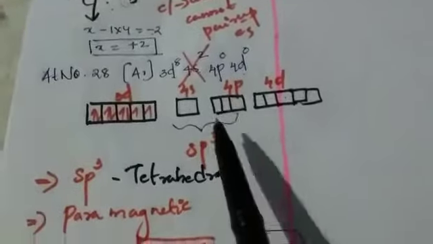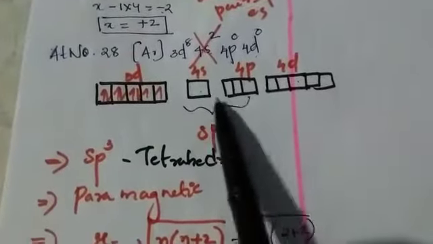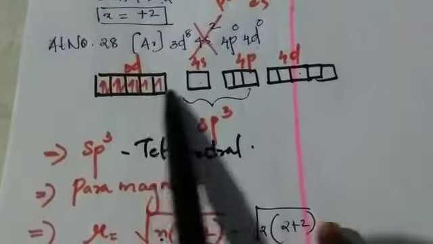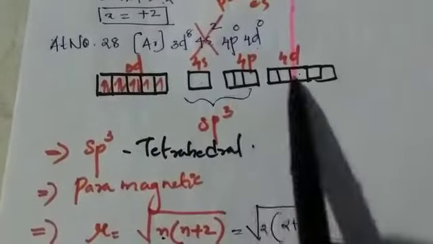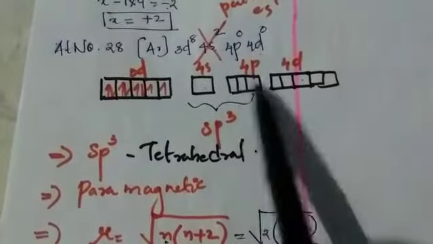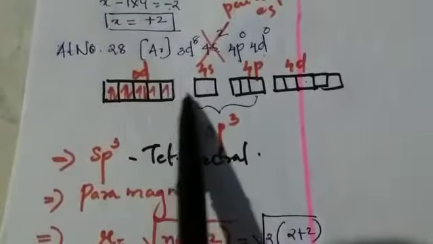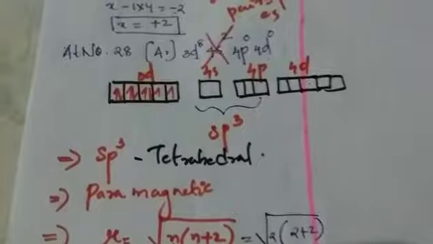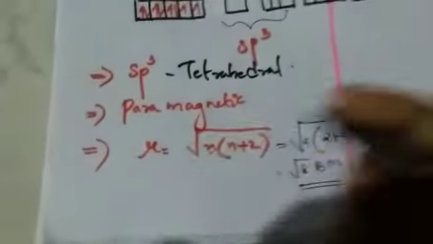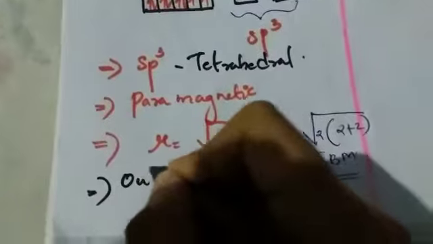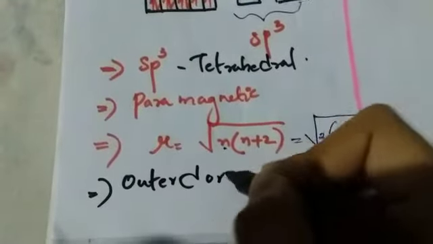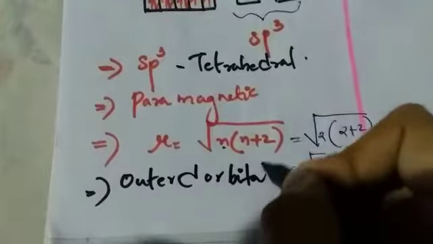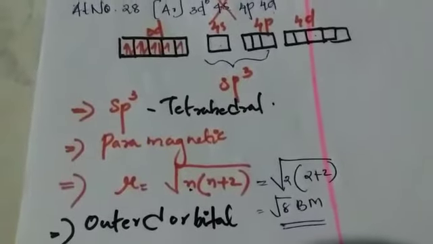Look here students, that means that here it doesn't take the inner d orbital, it has taken the outer. It is an outer d orbital complex. It doesn't take an orbital from the inner d orbital. So it is an outer d orbital complex. Why is it an outer d orbital complex? Look here students, it doesn't take an orbital from the inner d, so it is an outer d orbital complex.